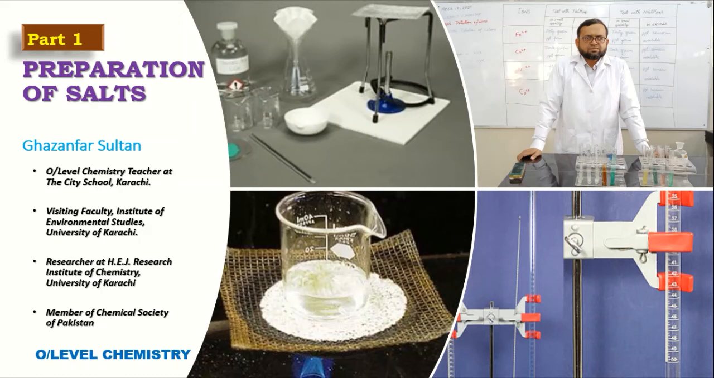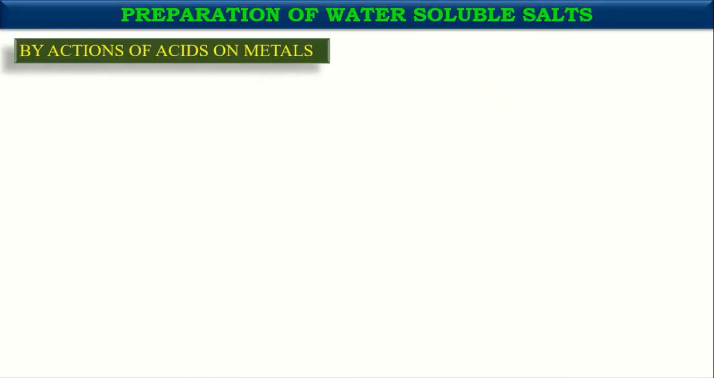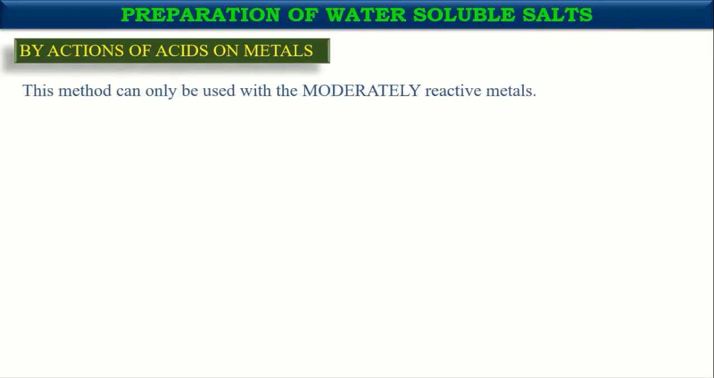We have several methods for the preparation of salt. So we have divided this lecture into several parts. In part 1 we will deal with the preparation of water soluble salts by the action of acids on metals. This method can only be used with the moderately reactive metals.